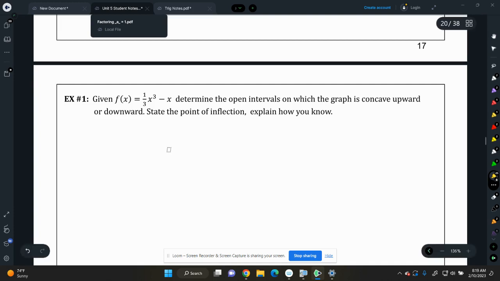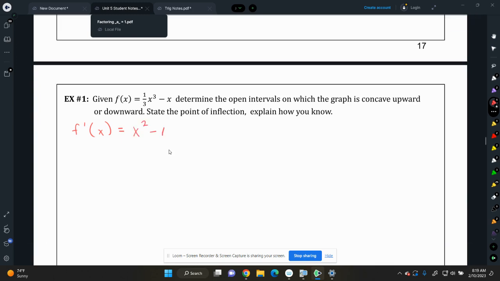All right, so let's look at this example number 1. We've got f of x. Determine the open intervals on which the graph is concave up or down, and state the point of inflection. All right, so we have to take the derivative. To determine if it's concave up or down, what do we have to do? Take the second derivative, right? So this is going to be x squared minus 1. Okay, so f double prime is going to be 2x.